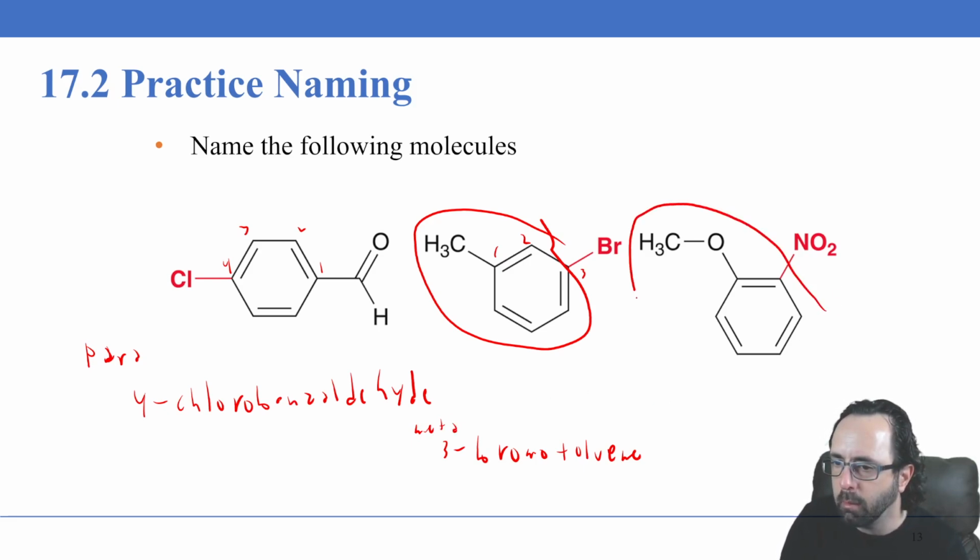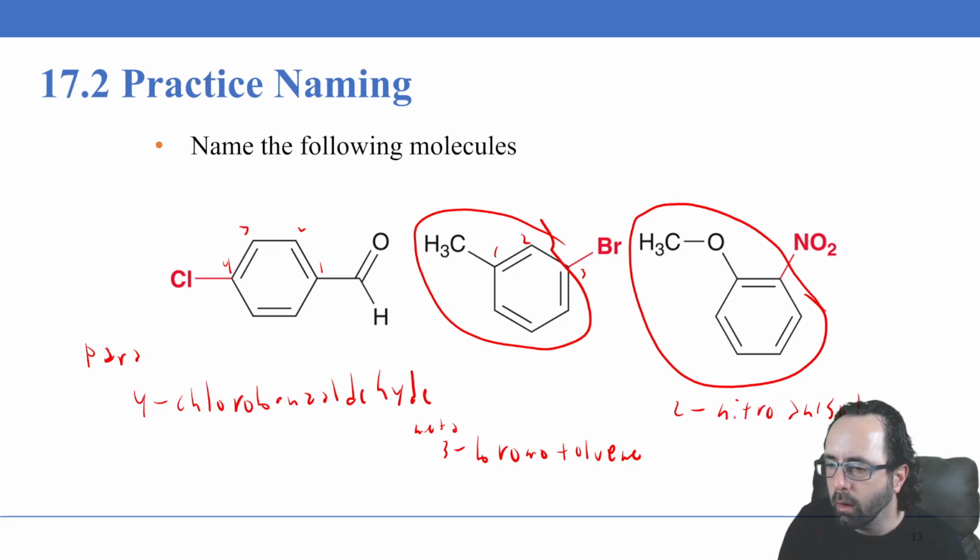Here the parent name is called anisole, and this would be 2-nitroanisole or meta-nitroanisole. So you saw those ones before. Hopefully you can duplicate that. Oops, and my head is in the way. 2-nitroanisole, and that's how you name these ones.